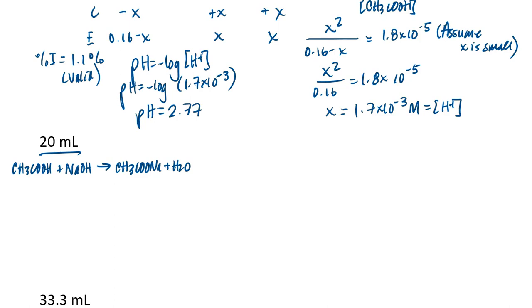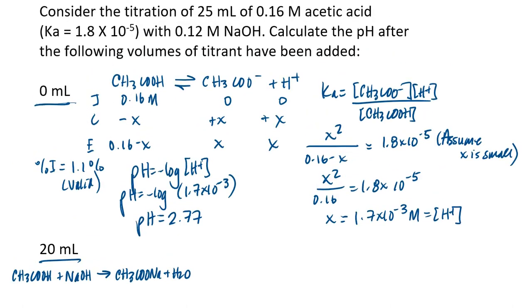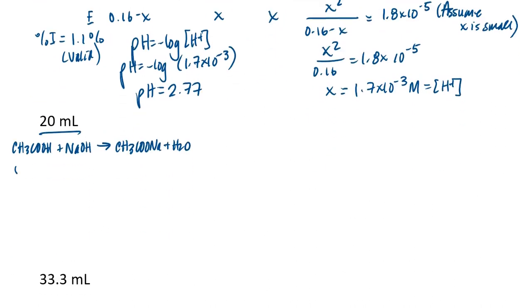In order to figure that out, I'm going to need to calculate how many moles of the acetic acid I have compared to how many moles of the base I just added. So again, you would have to multiply your volume of acid by your molarity of acid. So if I convert the volume to liters and multiply by the molarity of the acid, this came out to 4 times 10 to the negative third moles of the acid.